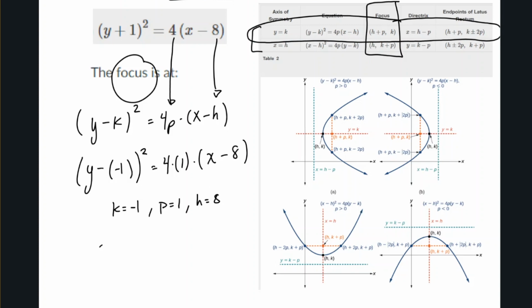And now the focus is h plus p comma k. So our h is 8 plus my p of 1 comma my k of negative 1. My focus is at 9 comma negative 1.